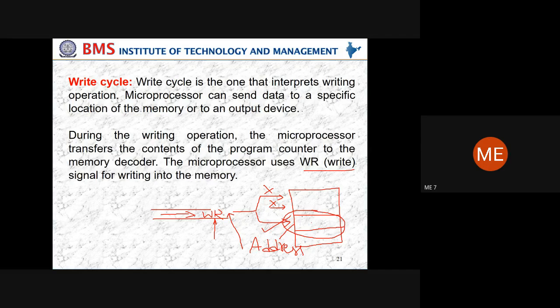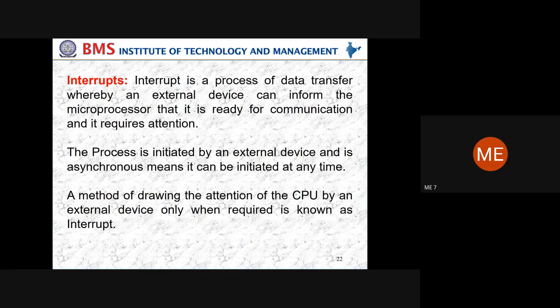Then whatever information is to be written, that you are going to write into the memory. Similarly, you may write something into the memory, or you may send information to the output device. Maybe onto the CRT, or onto the printer, you may have to write information into the microprocessor output devices. Now this is about the concept of the write cycle.